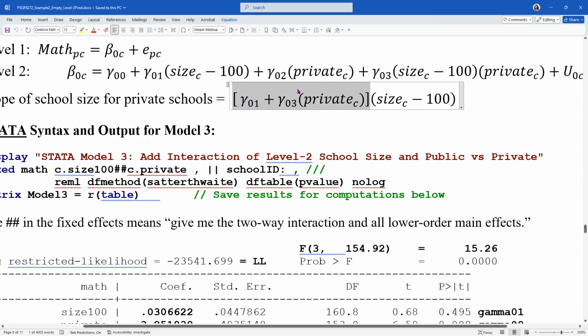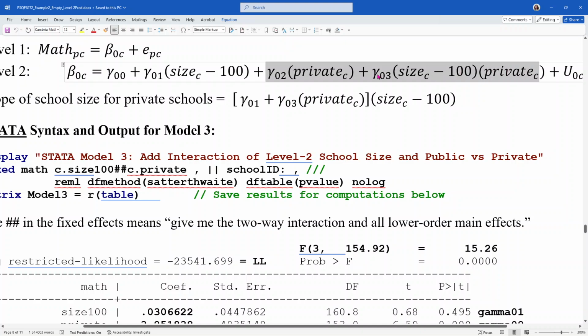I could also go the other way. It's not as intuitive in this case, but I can also think of it this way. This is the main effect of public versus private, but I can't stop the sentence there. Given the interaction term, this is the main effect of public versus private, specifically for schools of the reference size. So the schools at... it's actually 1,000, but then I scaled it into terms of hundreds.